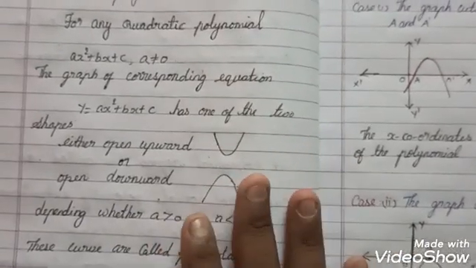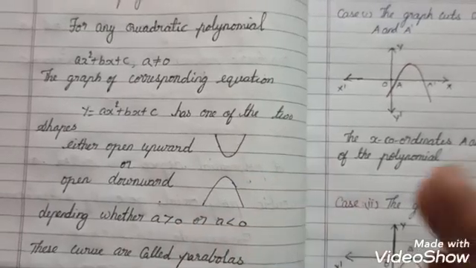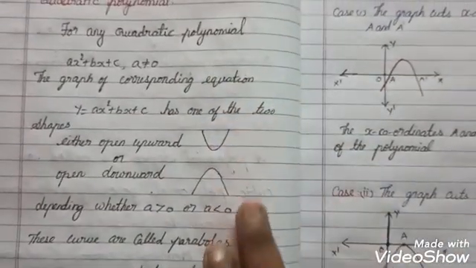I will attach the worksheet on the basis of revision of probability, and you have to go through the polynomial also. Thank you so much.